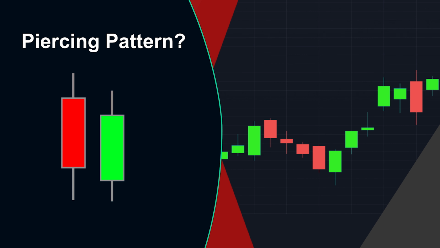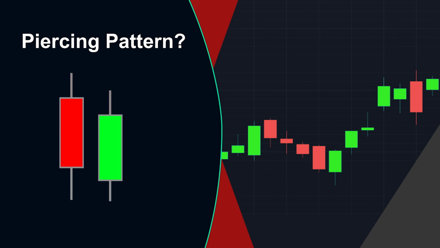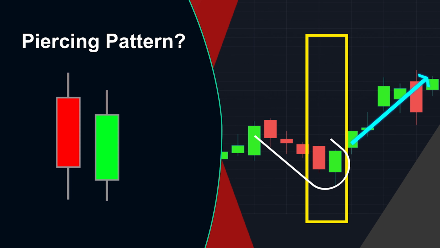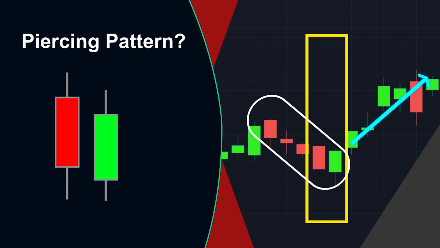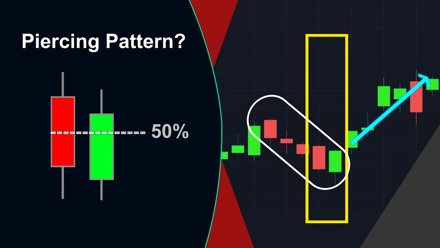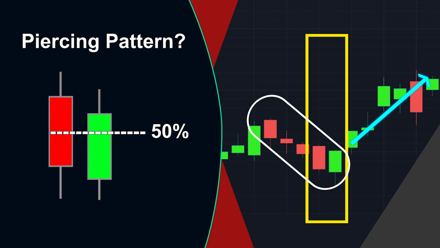Next, the piercing pattern. What is a piercing pattern? The piercing pattern is a candlestick pattern that signals a potential reversal to the upside. It appears at the bottom of a downtrend, and involves a large bearish candle followed by a bullish candle that creates a new low, before closing higher than the midway point of the previous bearish candle. The piercing pattern is important to know as a potential bullish indicator.